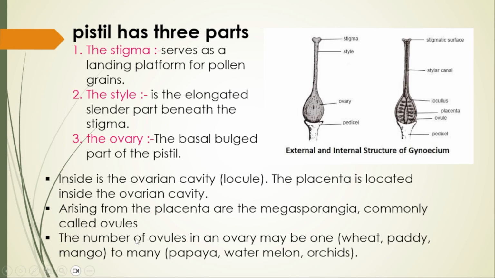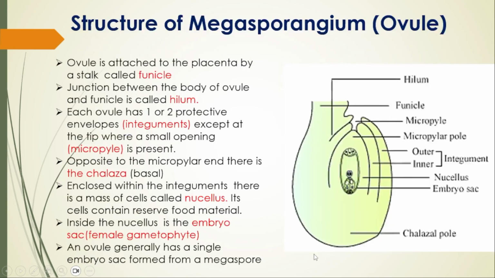Okay, the ovary will form a fruit in future, whereas the ovules inside the ovary are going to form seeds. For many seeds, if I am going to give you examples, you can give papaya, watermelon, and orchids. Next, this is the structure of the megasporangium, the ovule we can say, isn't it? This is the structure of an ovule.